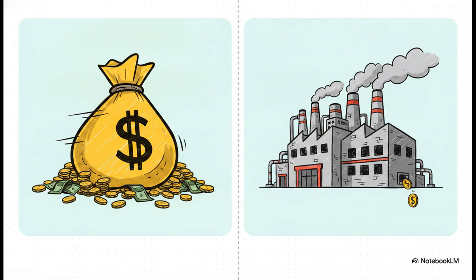Think of it this way. A business could make £1 million in profit, right? But if it took £1 billion of capital to generate that million, its profitability is actually pretty poor.